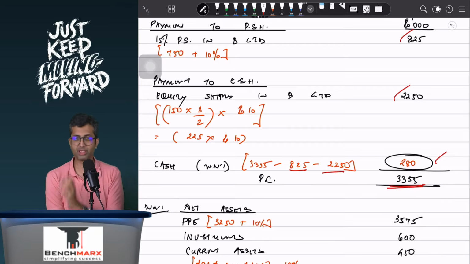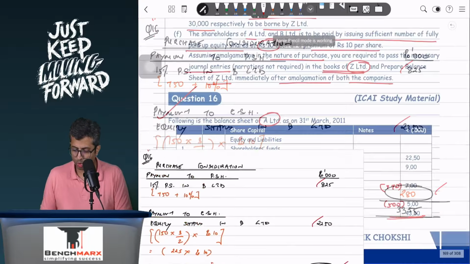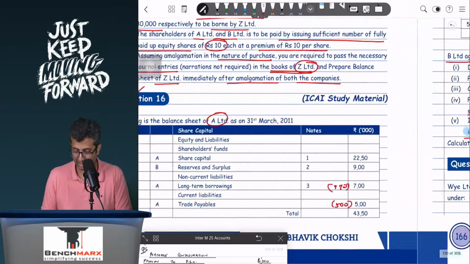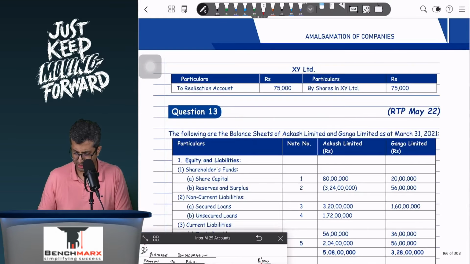So how will you find the balance amount? You will first have to find the total amount. From that, subtract what is actually agreed to be paid to the preference and equity shares, and the balance amount will be paid in cash. Okay, now before you go to question number 17, which is on the selling company, we will first discuss question number 13, I believe. Another question from the homework section.